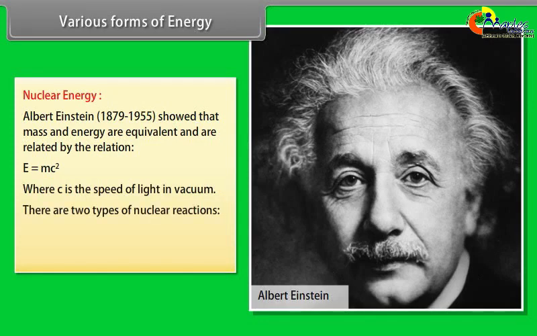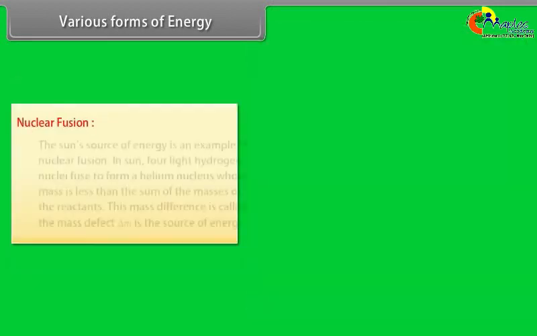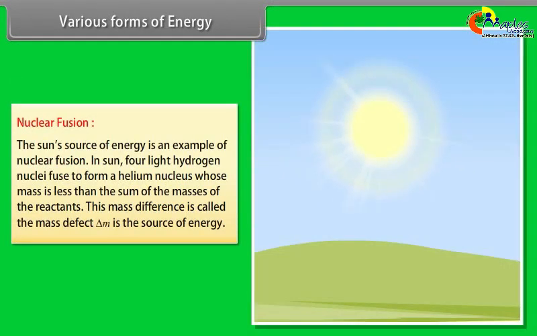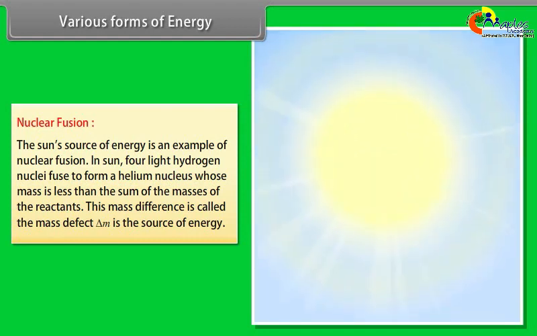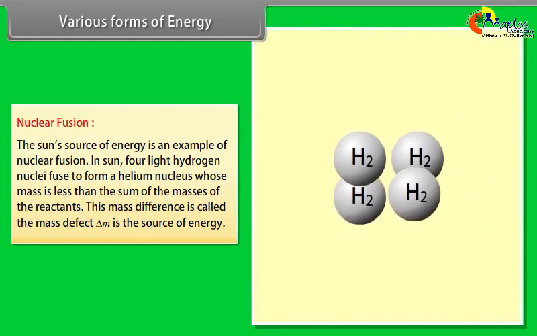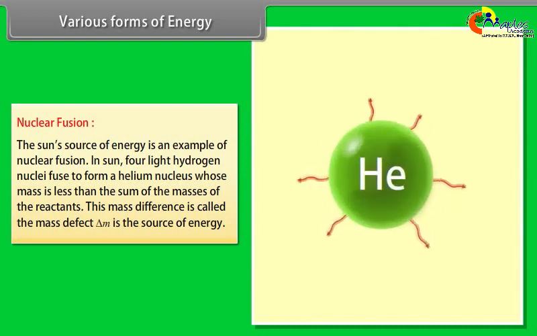There are two types of nuclear reactions: nuclear fusion and nuclear fission reactions. Nuclear fusion. The sun's source of energy is an example of nuclear fusion. In the sun, 4 light hydrogen nuclei fuse to form a helium nucleus, whose mass is less than the sum of the masses of the reactants. This mass difference is called the mass defect. Delta M is the source of energy.